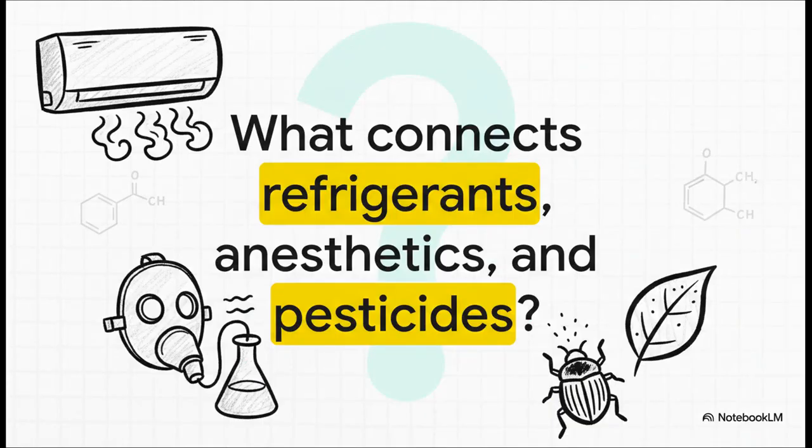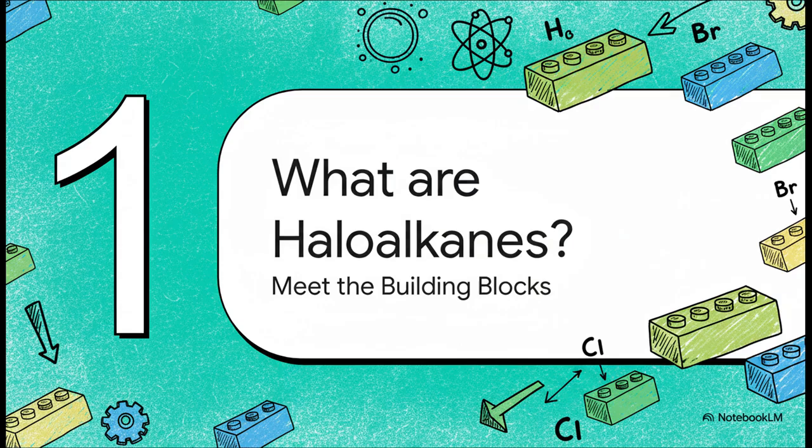So let's kick things off with a question. What did the refrigerant keeping you cool right now, some of the very first anesthetics used in surgery, and some of the most powerful pesticides ever invented, what do they all have in common? I know, it sounds totally random, right? But the answer, believe it or not, is a single class of chemical compounds. You guessed it, haloalkanes.